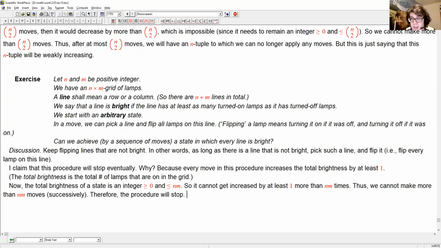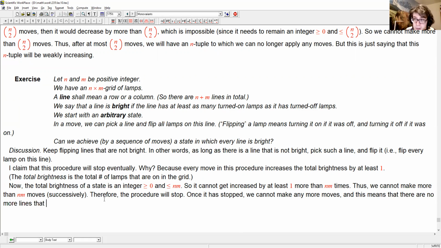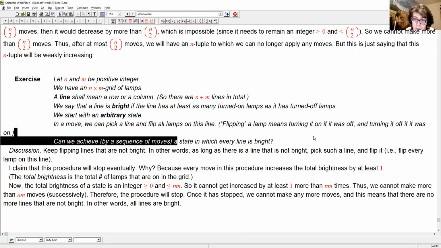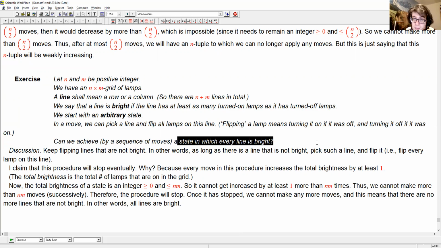I suspect actually the real answer is even smaller. I suspect you could probably get by with n plus m instead of nm or something, but I haven't checked. Anyway, the procedure will stop, and once it has stopped, we cannot make any more moves, and this means that there are no more lines that are not bright. In other words, all lines are bright. And this is exactly the kind of state we want to achieve. So we are done.